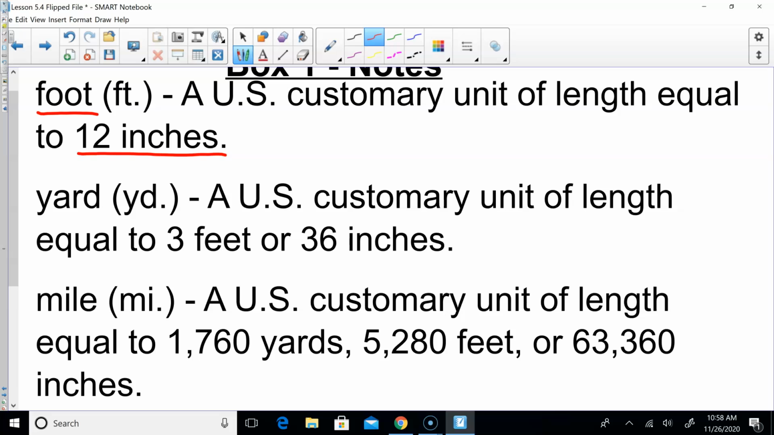A yard, YD is the abbreviation, is a U.S. customary unit of length that equals to, so 1 yard equals 3 feet, or 1 yard equals 36 inches.